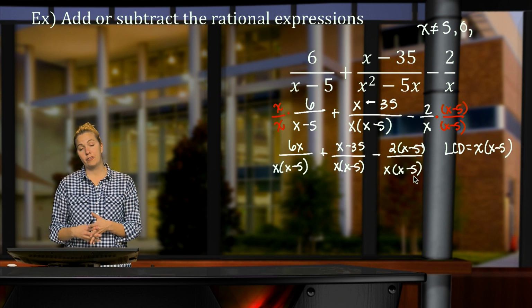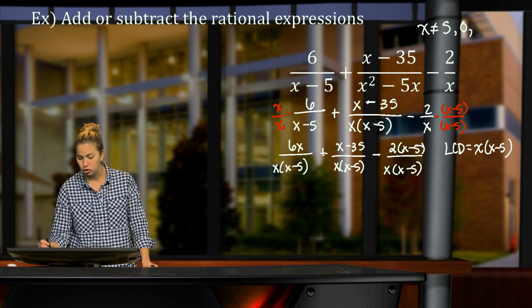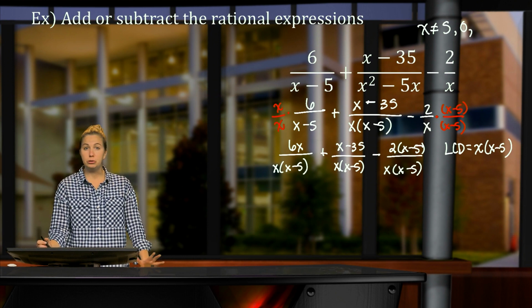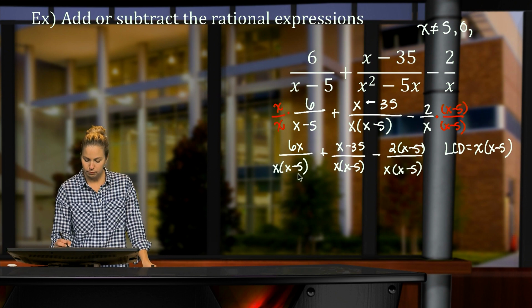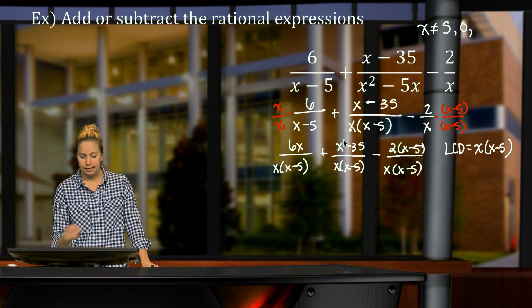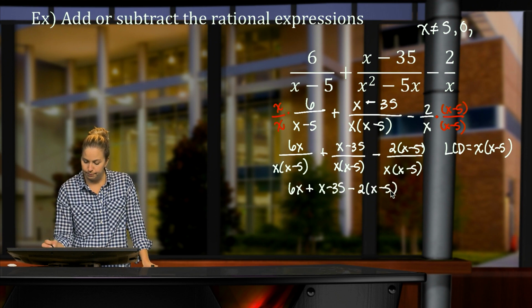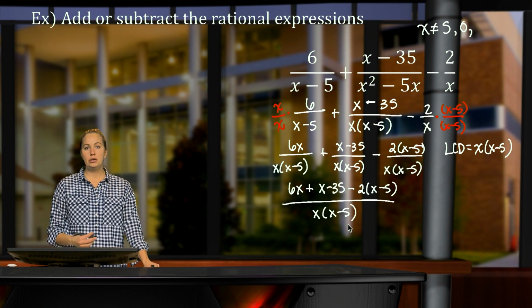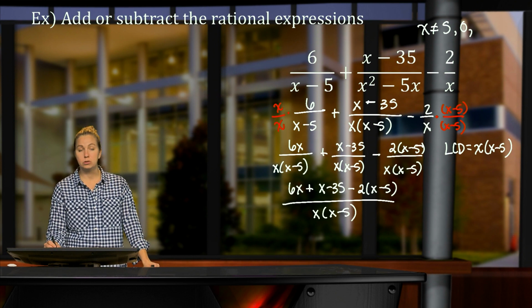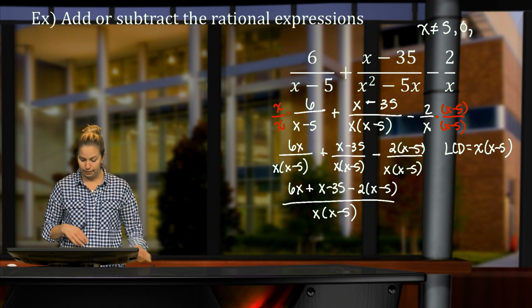Since all of our fractions have the same denominator, now we can combine our numerators. And in the last example, I went ahead and distributed. I'm going to show you the other option where you don't have to distribute. It might work a little bit better for you guys so you don't forget that negative. If I go ahead and combine as is, I've got 6x plus x minus 35 minus 2 times x minus 5, and this is all being divided by x times x minus 5. You can see now in our next step, we're not going to distribute 2, but we're actually going to distribute the negative 2, which might help some of you so you don't forget that sign.